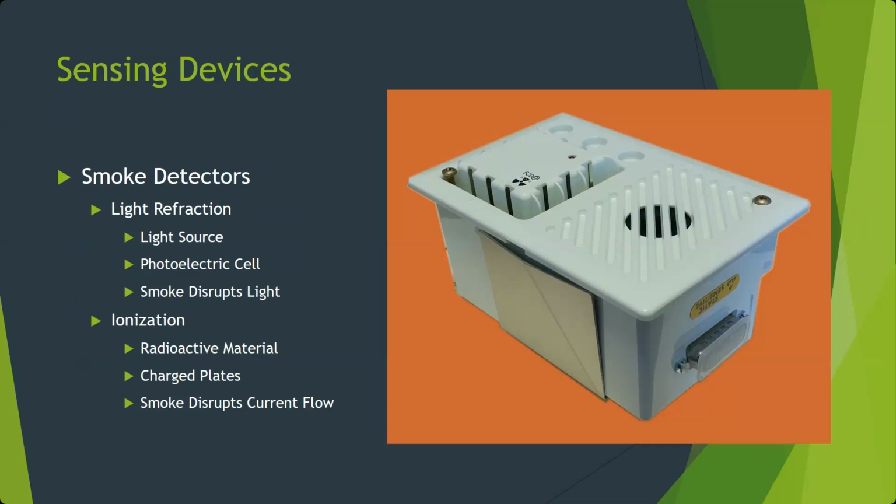Light refraction ones work really well with thick, dense smoke. Ionization ones work better with your real wispy, light, thin smoke, almost the kind that makes more of a shimmering effect. So some of your best smoke detectors actually have both in them, where they will pick up two different types of smoke.